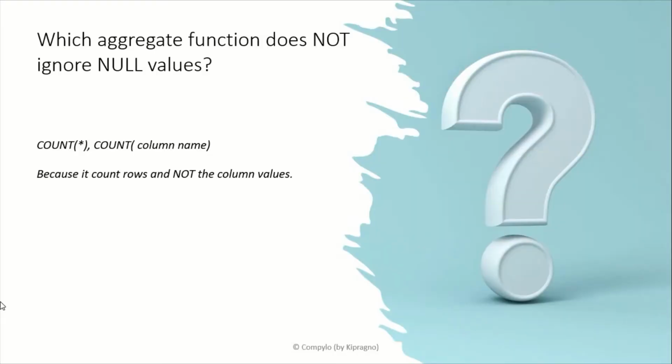Which aggregate function does not ignore null values? See, this question basically tests your practical knowledge. So there are two functions which you can mention. First is count asterisk and another is count with column name. See, because count counts rows and not the column values. So therefore it does not ignore the null values.